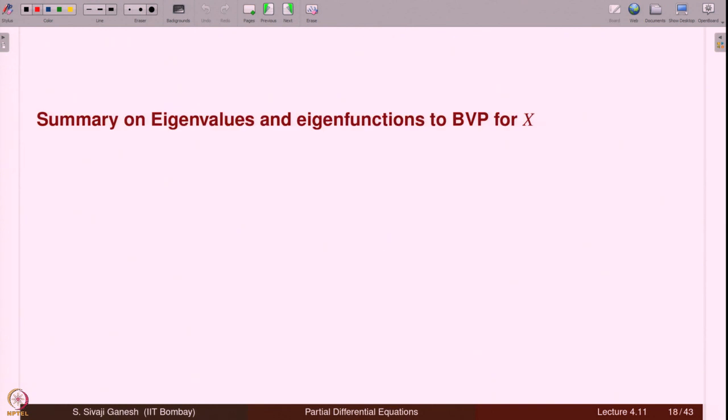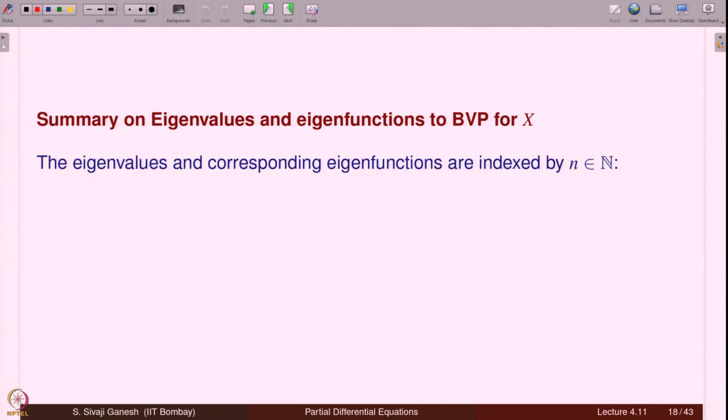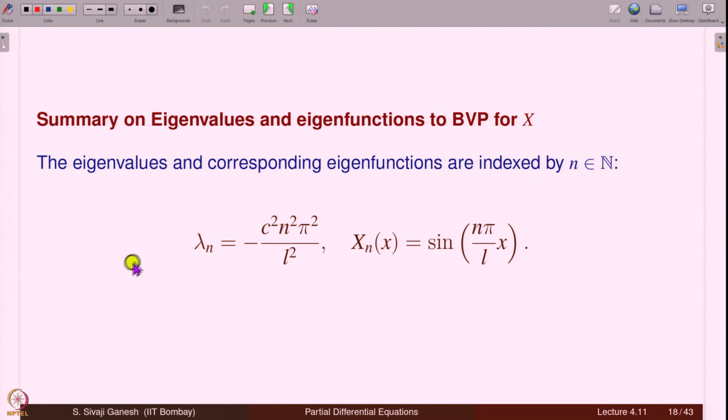So, let us see what we have got so far about the boundary value problem for x. The eigenvalues and corresponding eigenfunctions are indexed by natural numbers. They are actually countable, so any countable set can be indexed by natural numbers. So, lambda n equal to minus c square n square pi square by l square, and xn of x is sin n pi by l x. So, we have got now some numbers lambda n.